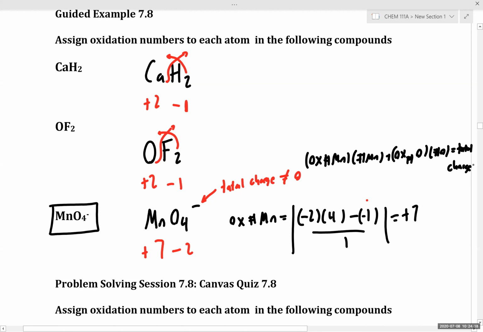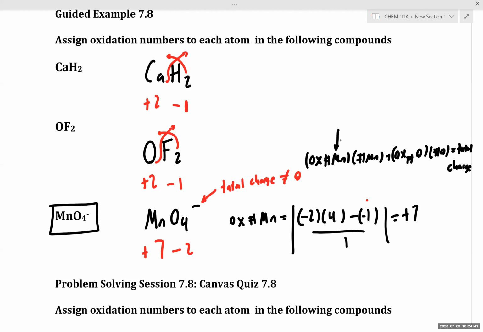So what we're doing is we're solving this equation for the oxidation number of manganese. And this is just based on the idea that the total charge is the sum of all of our oxidation numbers. Does that make sense to everyone?